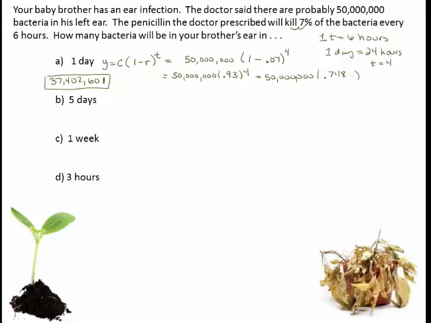5 days, well, first we need to figure out how many hours that is, so we'll multiply 24 times 5. Or actually, we don't need to go that route. We know that 1 day, t is 4, so 5 days, t is 4 times 5, so that's 20. So I'll set this up. So I have 50 million again, times 1 minus 0.07 to the 20th. Well, I know that 1 minus 0.07 is 0.93. So I need to raise 0.93 to the power of 20.